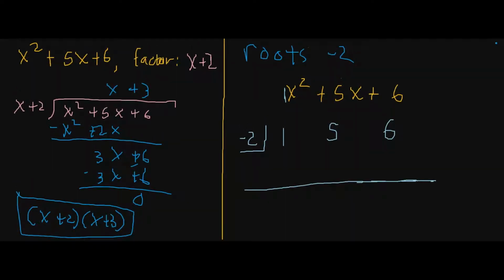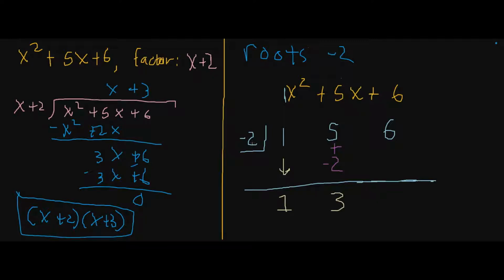All you do is bring the 1 down, and then you put it right here. Now you're going to take the negative 2, your root, and multiply it by the 1. Well, what's negative 2 times 1? That's negative 2. And now all we do is add the rows going down, right? What's 5 plus negative 2? That's going to give me 3.